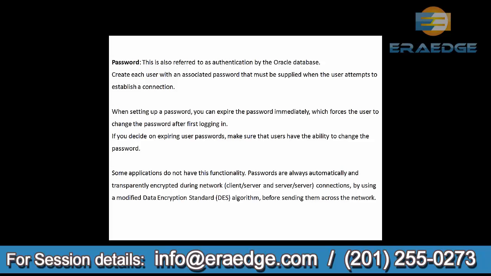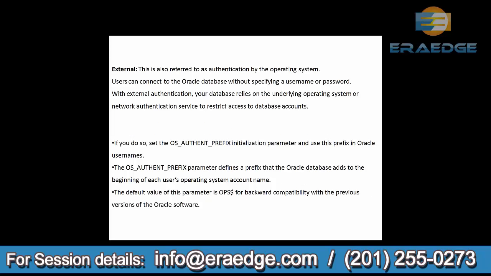So you have to be careful when you're using that particular feature, right? Now, the next type of authentication method is external. This is referred to as authentication done by the operating system. Previously, what we saw was authentication done by the database. This is authentication done by the operating system.